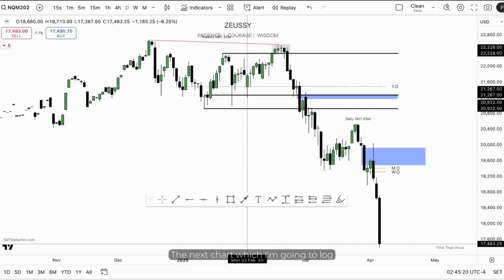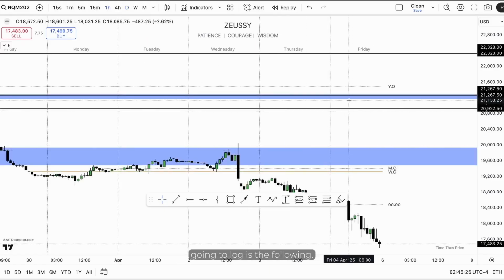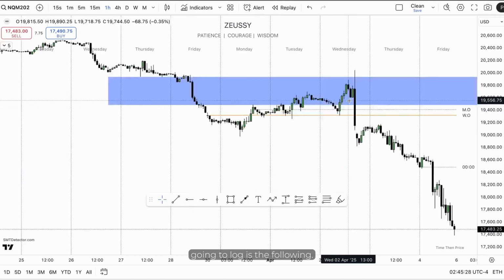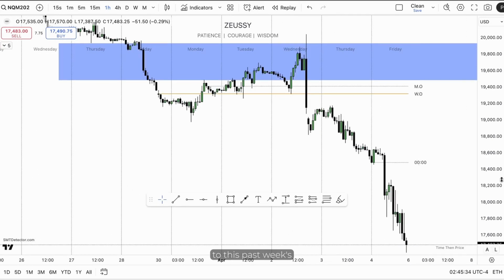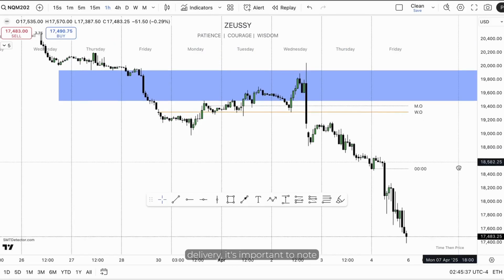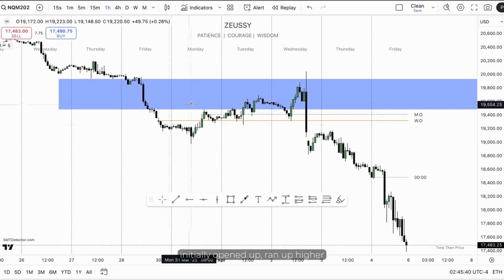The next chart which I'm going to log is the hourly chart of Nasdaq. When we go to the hourly chart of Nasdaq, what I would like you to see is that when we pay attention to this past week's delivery, it's important to note that we have seen a trending week where the market initially opened up, ran up higher, and eventually began rolling over. When we pay attention to this week, I would like you to understand that literally every single swing point right here was absolutely algorithmically driven, meaning every single swing point was anticipated. And that right there is something which I want to show to you.